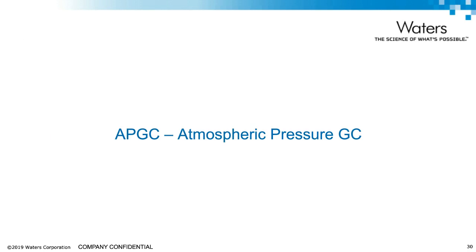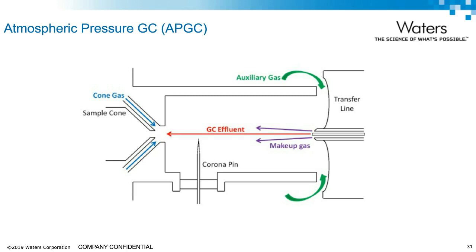Atmospheric pressure GC, or APGC, bridges the gap between traditional GC ionization techniques under vacuum, like EI and CI, and atmospheric pressure techniques used with liquid chromatography. APGC uses an atmospheric pressure source at the end of a standard GC system. The gas flow from the GC mixes with a makeup gas which interacts with a corona discharge. This discharge ionizes the species passing it, and the ions generated then enter the mass spectrometer.